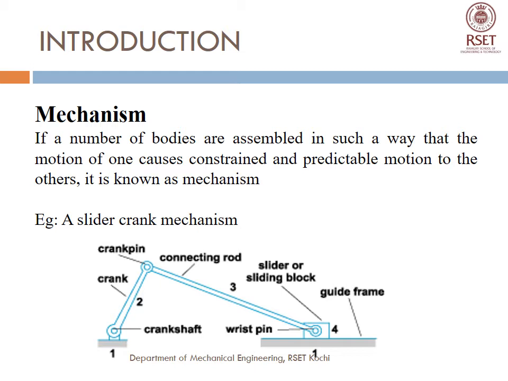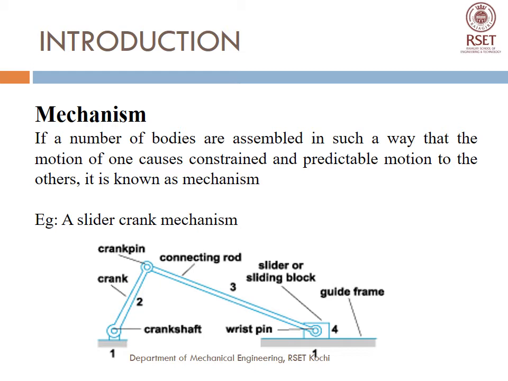So when we are connecting links, we are constraining the motion of each link or member. Why are we connecting these things? Because we need a particular motion in the output link. If we provide a particular motion to the input link, we need a particular motion in the output link. So we are able to predict what the output link motion will be when we give a motion to the input link. The motion is a constrained motion, and then we can say that it is a mechanism.